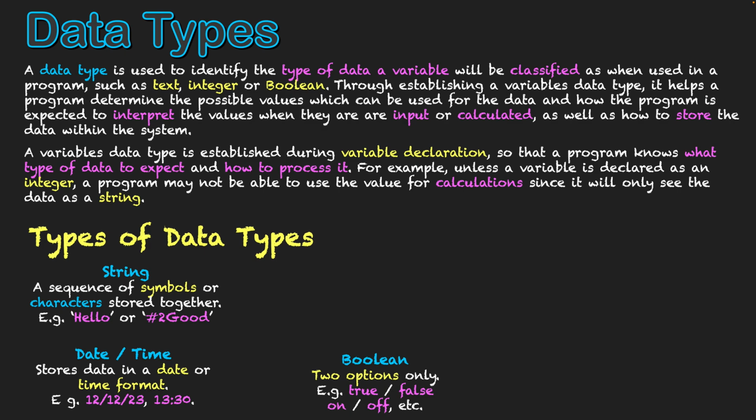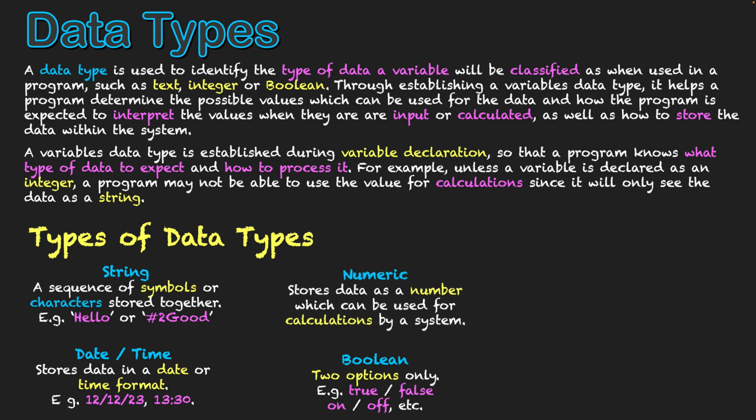And then the final one we'll look at is that of numeric, which stores data as a number which can be used for calculations by a system. Now, obviously, I don't have examples here because we're going to look at subcategories of numeric. So the first one that's most known to people is that of the integer, which is a positive or negative whole number. So the examples of 3, 0, minus 2, they are whole numbers and they will store the actual number entered into the system as an integer value, meaning I can use those numbers for calculations.